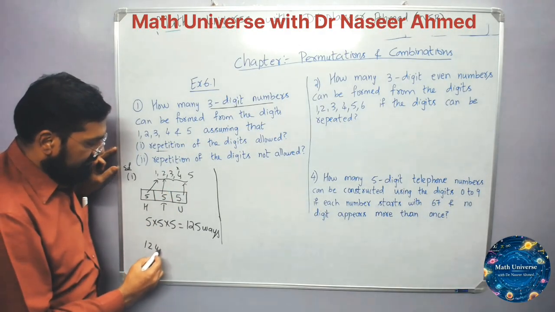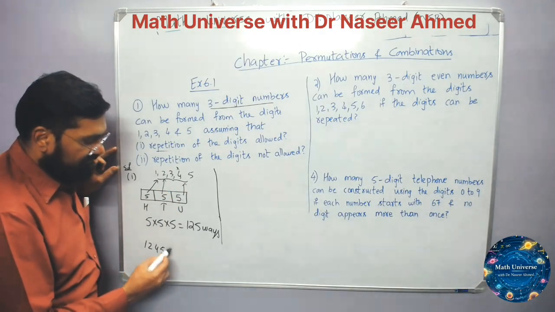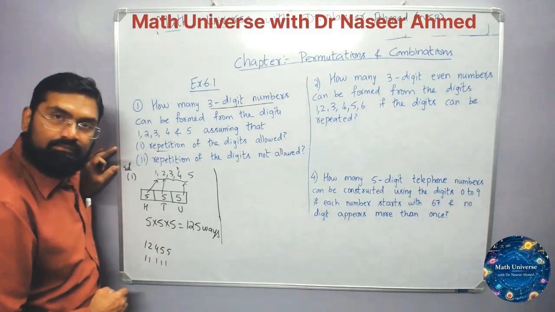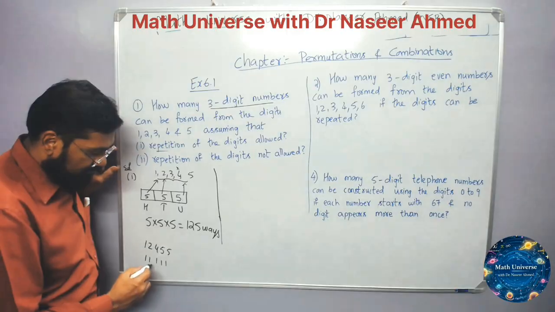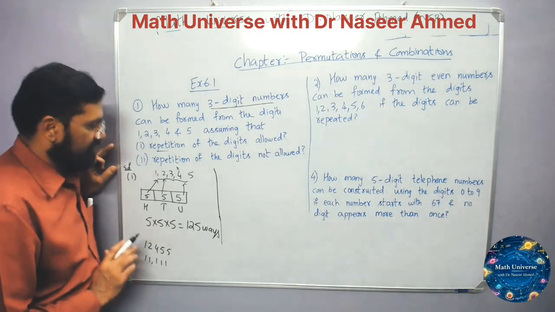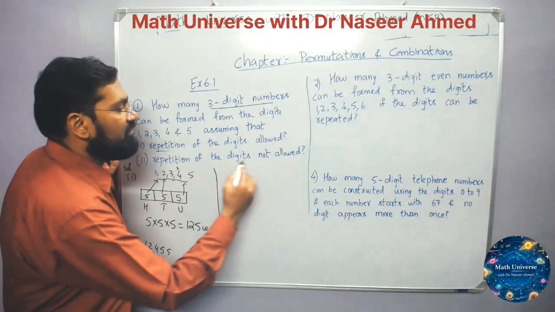When I'm saying repetition is allowed, it means we can also have a digit like this, see, this 55 is repeated. Or we can also have this scenario, 111. Okay, now comes the second: repetition of the digit not allowed.